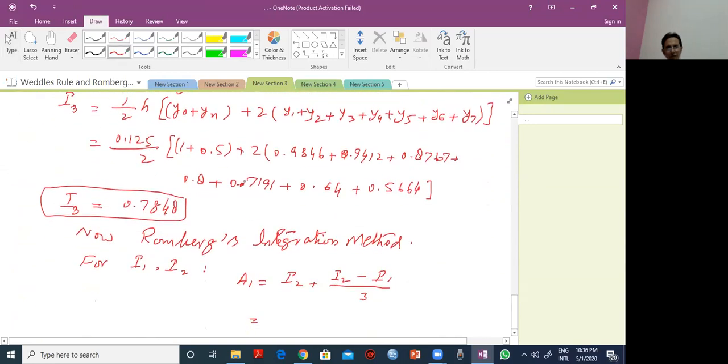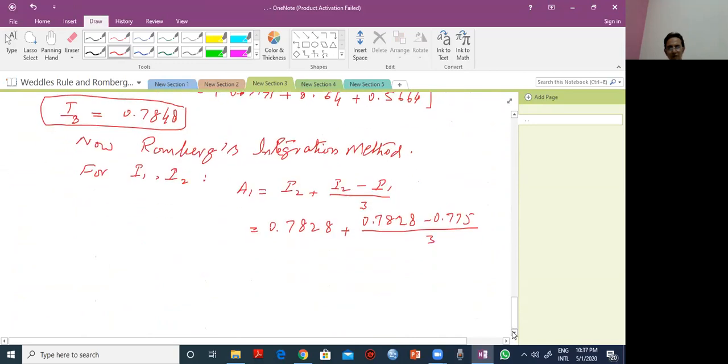So we put here I2, which is 0.7828, plus 0.7828 minus 0.775 whole upon 3. When we simplify this with the help of the calculator, we determine the value is 0.7854. We call it A1.